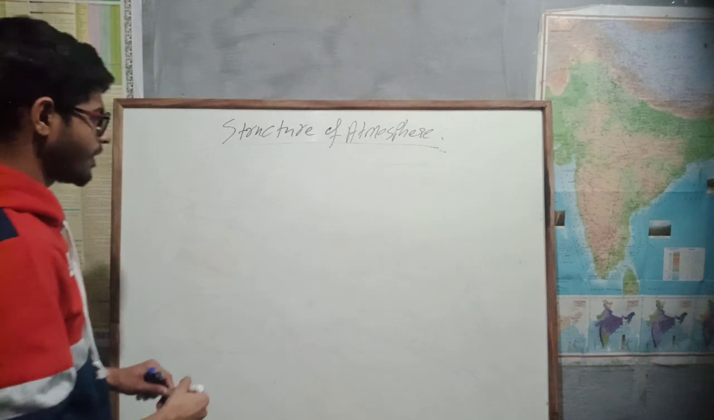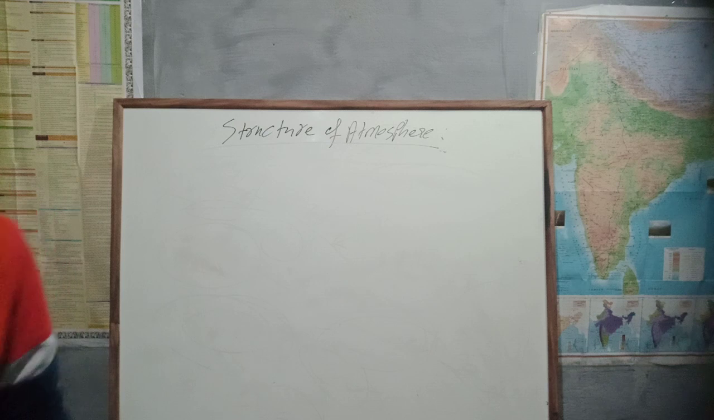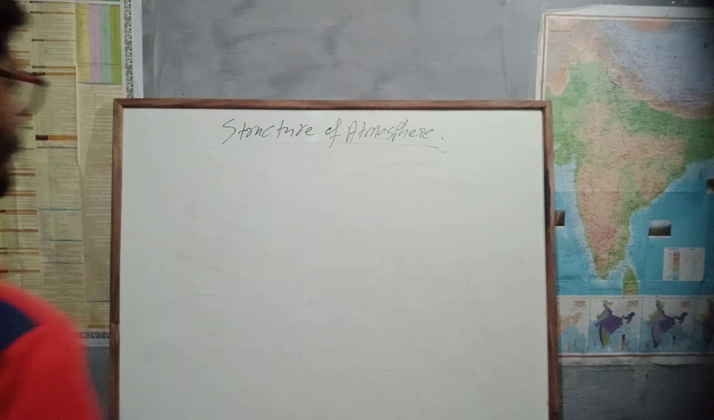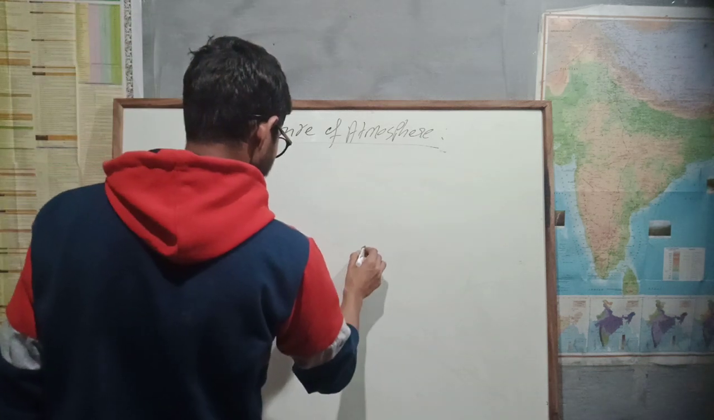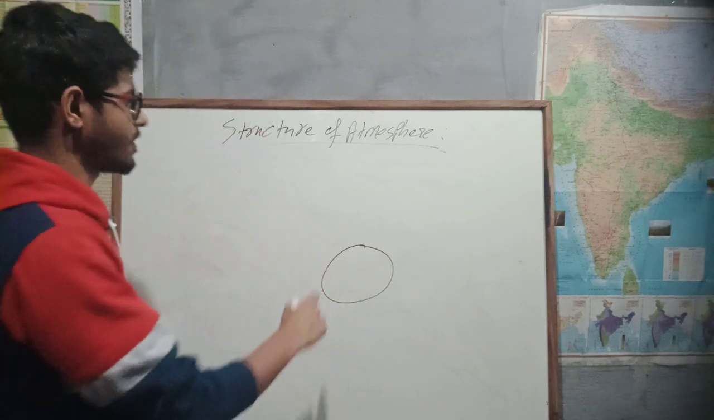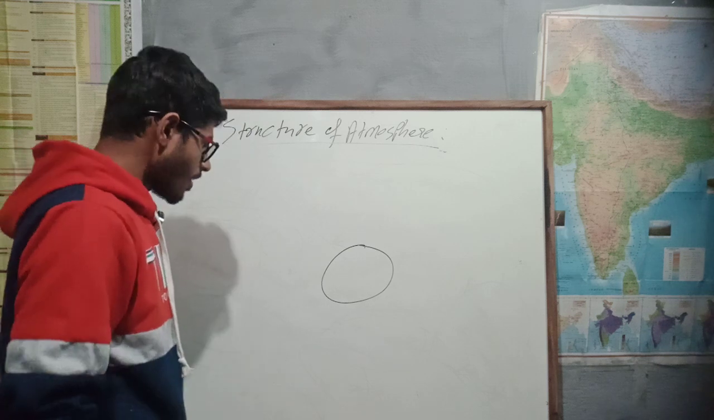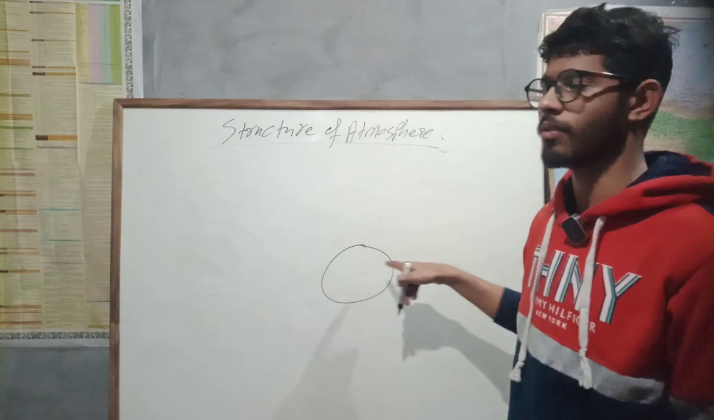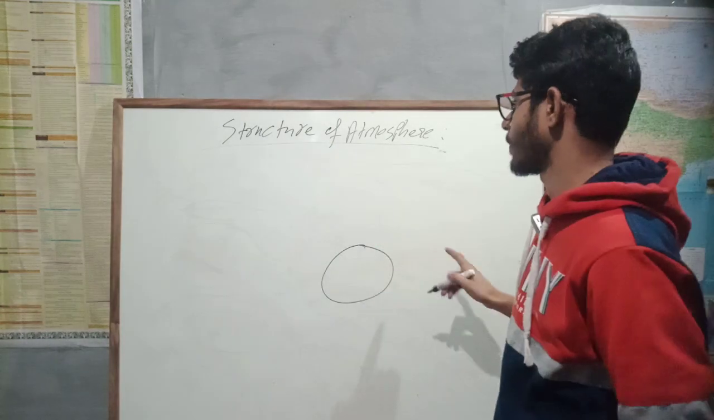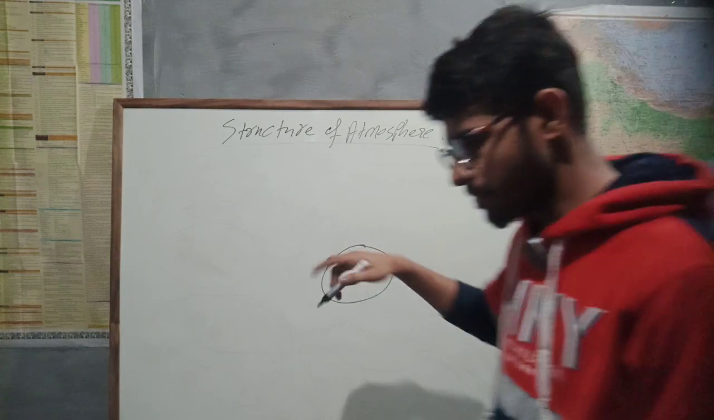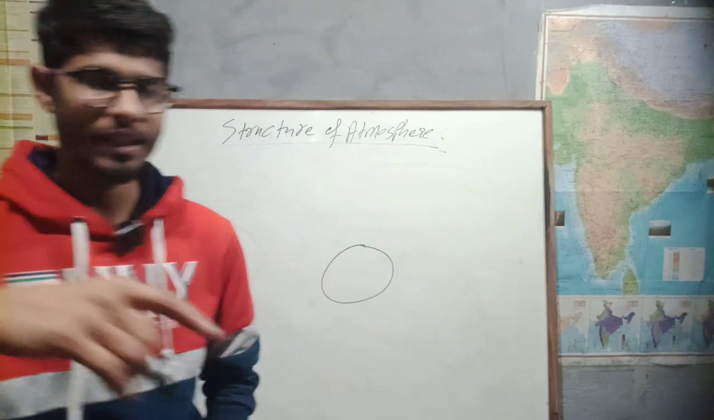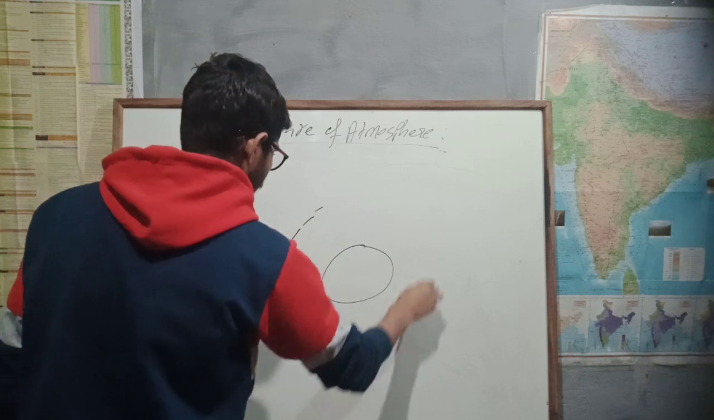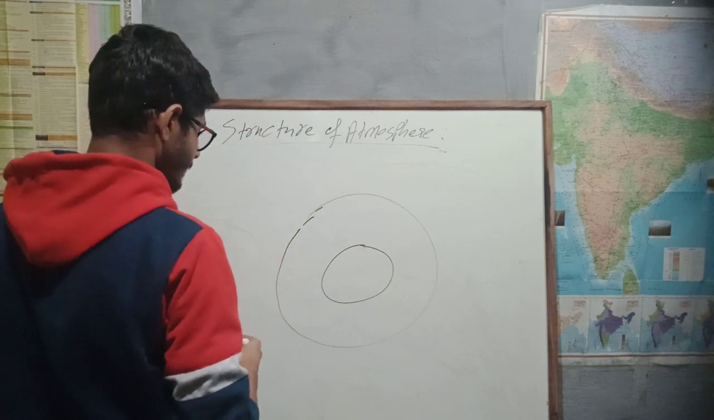So, let's say this is our Earth. We know that around the region of gas we have this atmosphere. So this atmosphere is divided in two layers. We can say two parts.